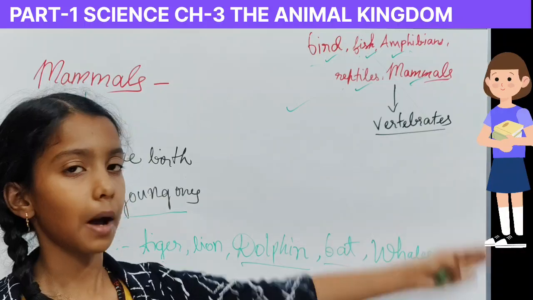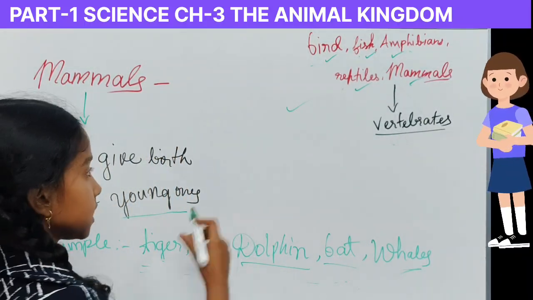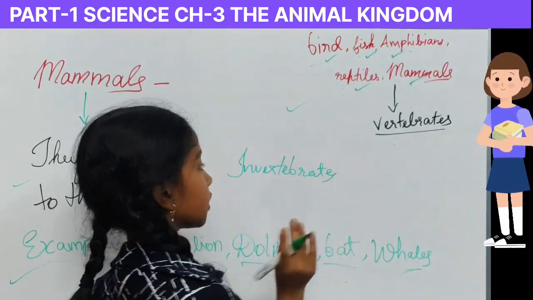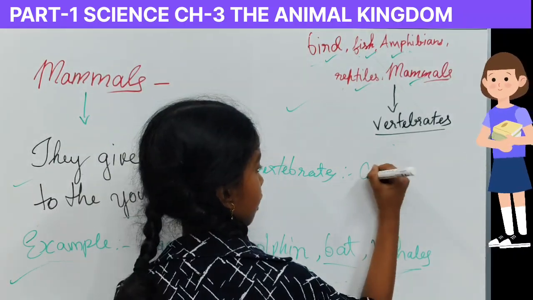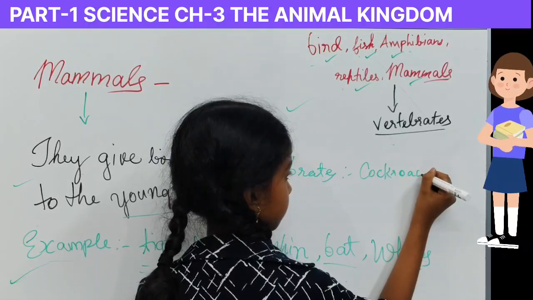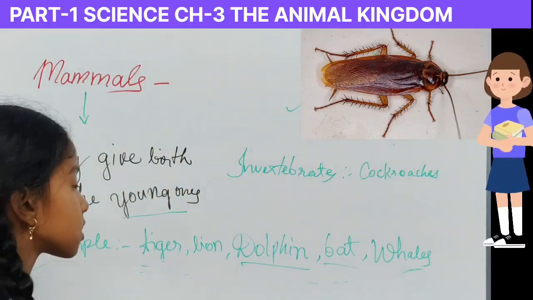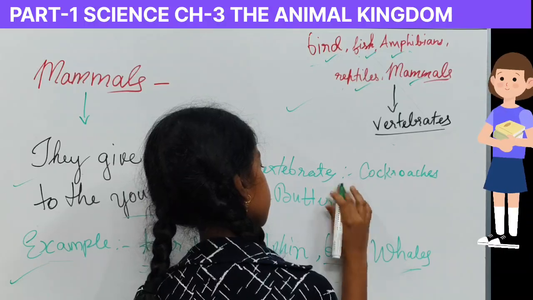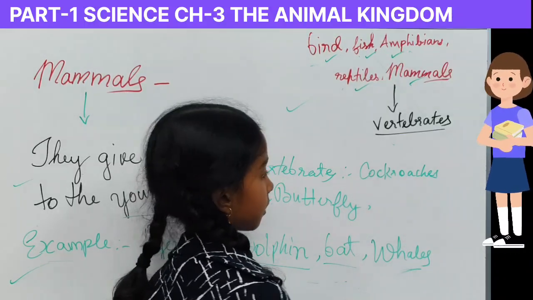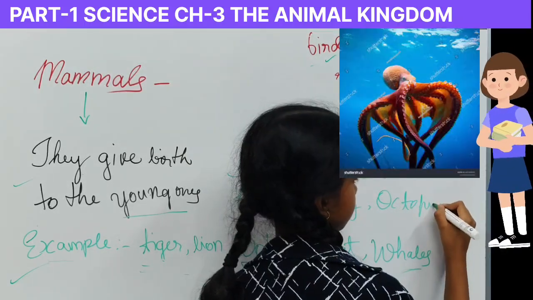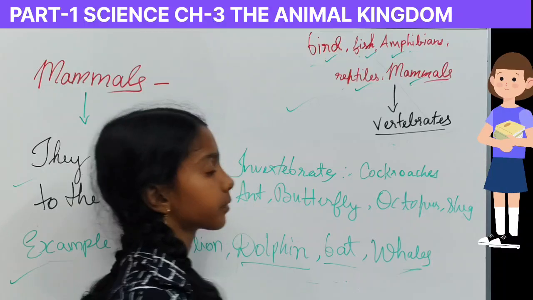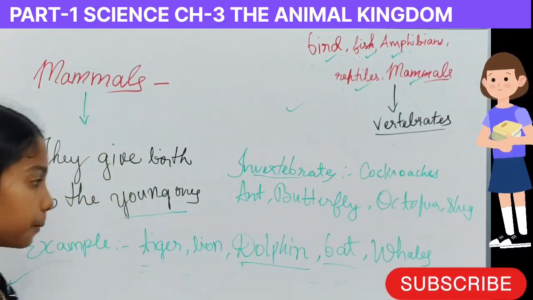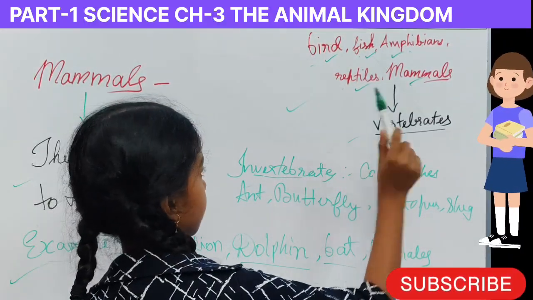Bird, fish, amphibians, reptiles and mammals are vertebrates, and among invertebrates: cockroaches, ants, butterfly, octopus, slug. Okay, so these are all examples of invertebrates. These are the examples of invertebrates: cockroaches, butterfly, octopus, slug. So these are all examples of invertebrates and vertebrates.